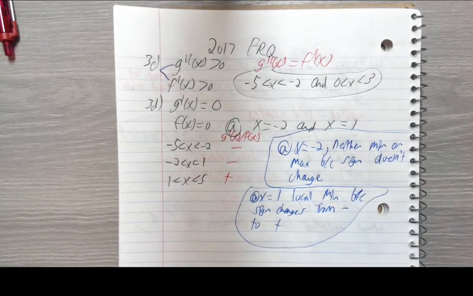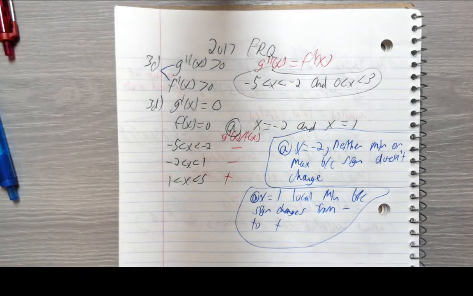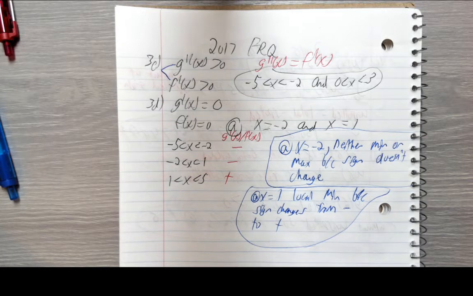So this is a 100% full credit answer. If you just do the sign chart and just put your answer, you're not going to get full credit. You'll miss a point every time. You have to say at x equals 2 it doesn't change sign, and at x equals 1 there's a local minimum because the sign changes from decreasing to increasing, or minus to plus, or negative to positive, right? So super, super important you include that.